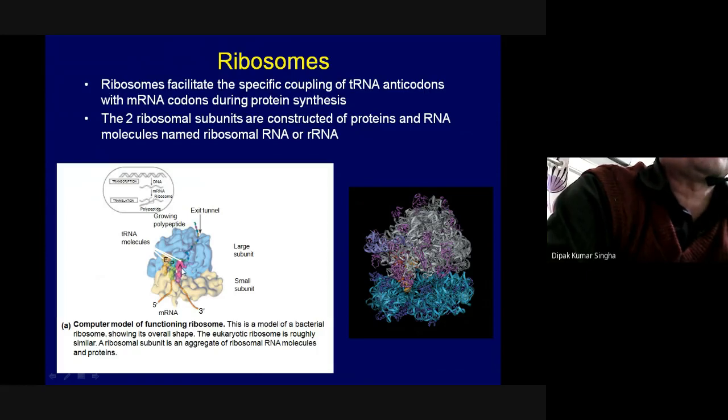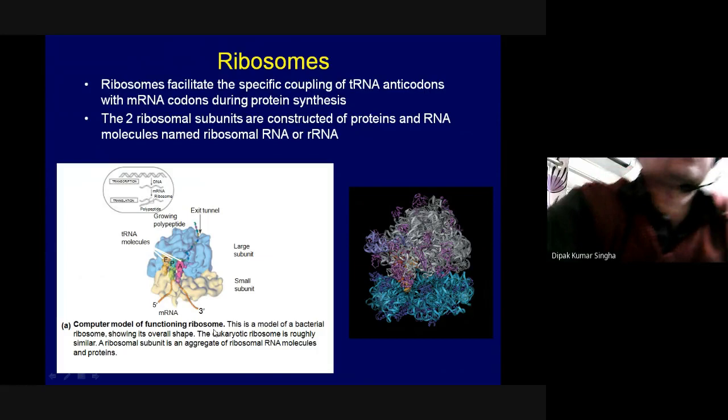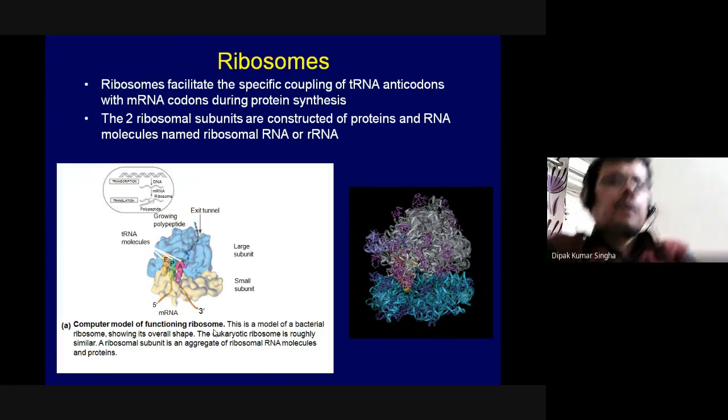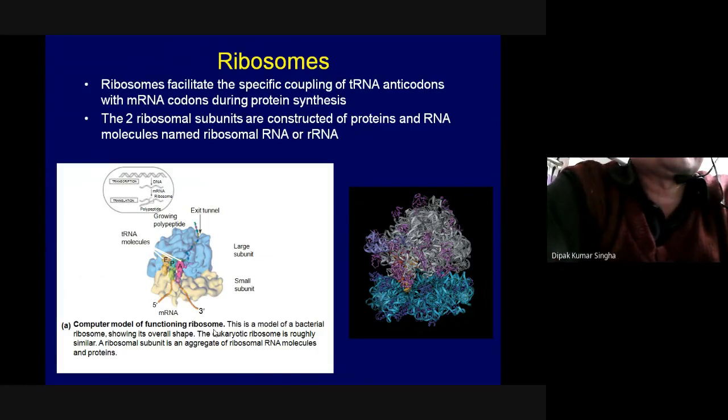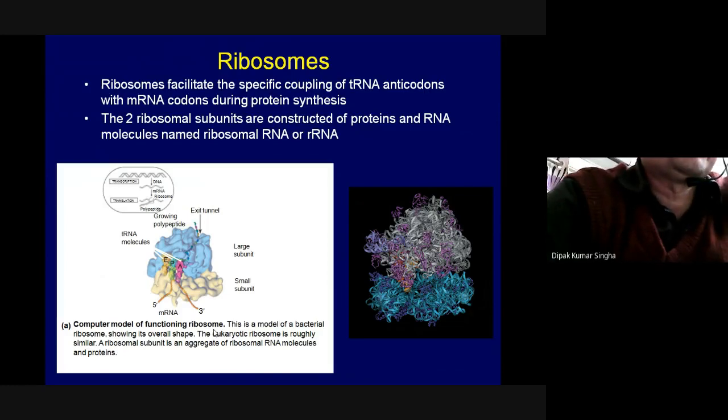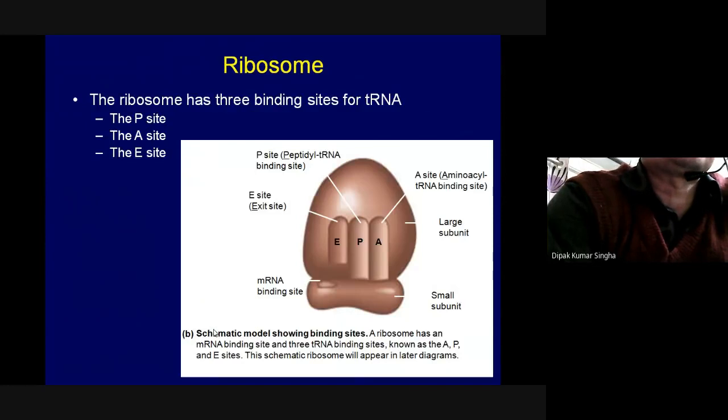A site is the amino acid binding site, P is for the polypeptide, and E is the exit site. The large subunit and the small subunit. This is the compartmental model of the bacterial ribosome showing the overall shape. In the case of the eukaryotic ribosome, it is roughly similar, but a ribosomal subunit is an aggregate of a ribosomal RNA molecule and proteins. These are the ribosome structures.